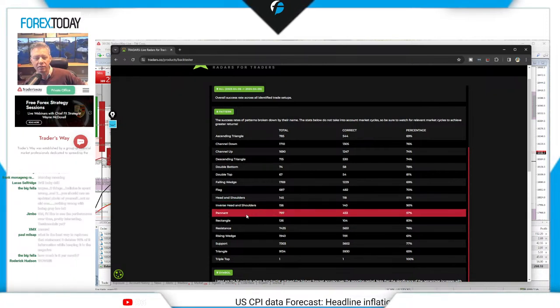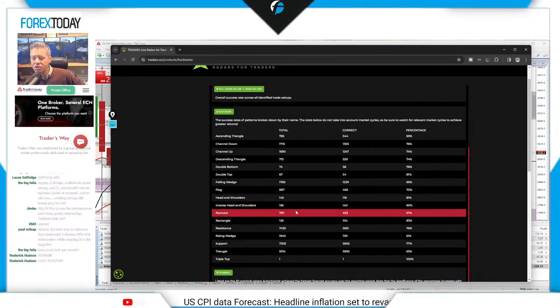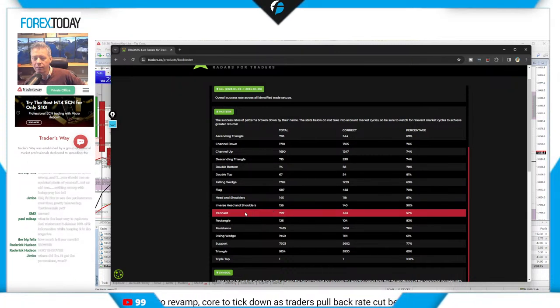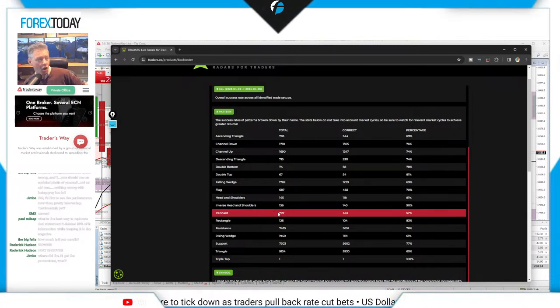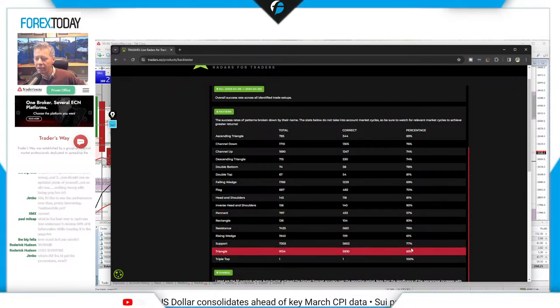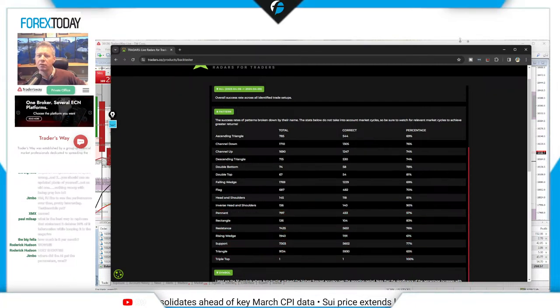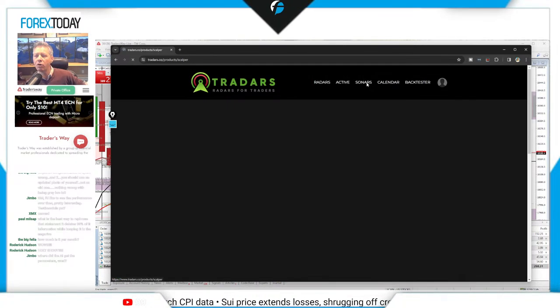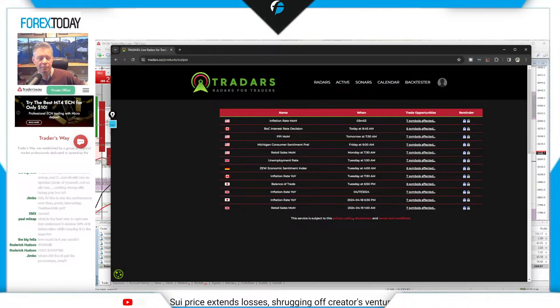And pennants are full of crap. Don't trust a pennant. Seen it almost 800 times, it's 50-50. Don't trade it. Don't trade pennants. They're not reliable because TRADARS remembers all 800 times it's seen them and it cannot find a discernible pattern. So on and so forth. Oh my God. Yeah, so that's that.